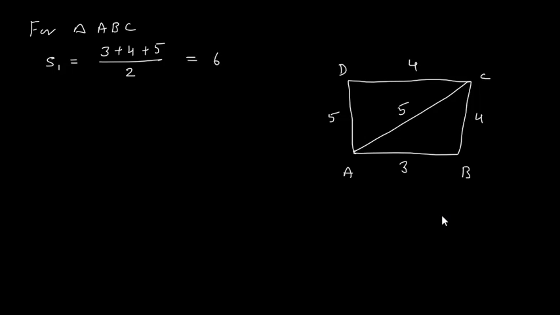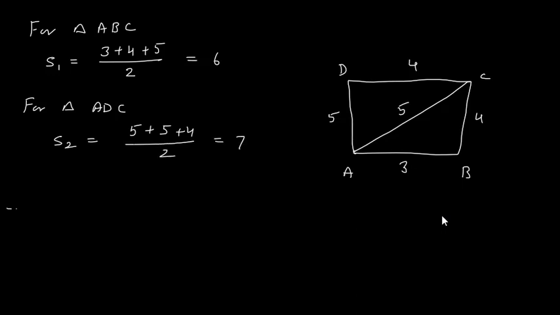And for triangle ADC, here I take semi perimeter as S2 and this will be equal to 5 plus 5 plus 4 whole divided by 2. So 10 plus 4, 14, 14 divided by 2 is 7.